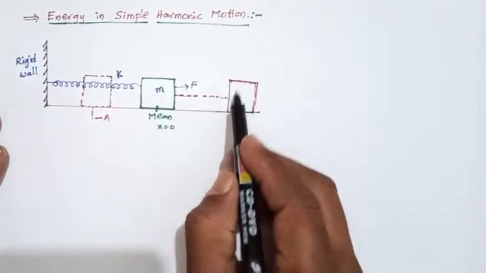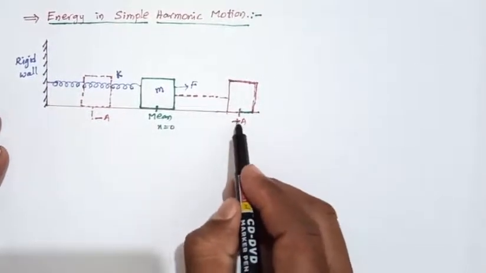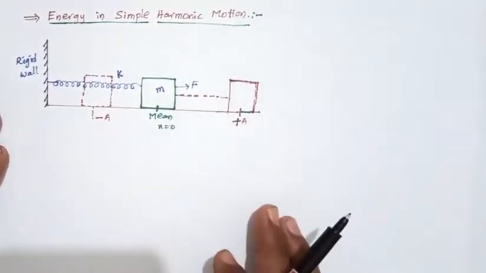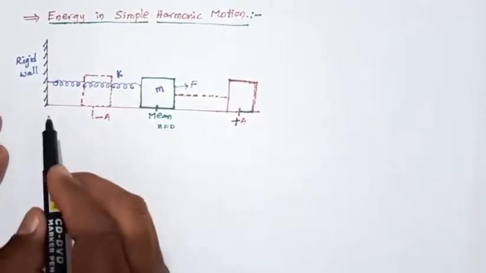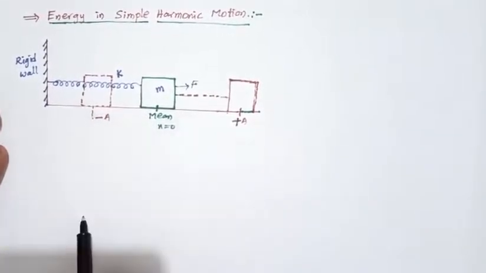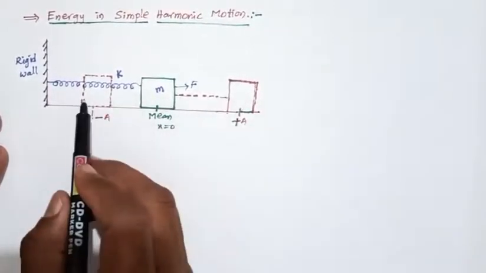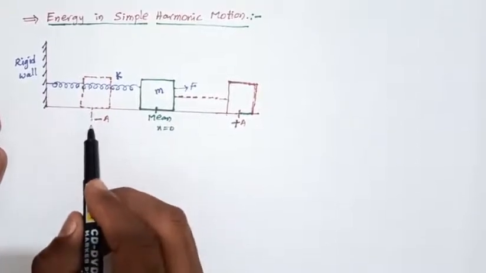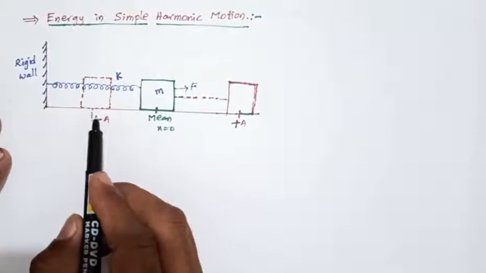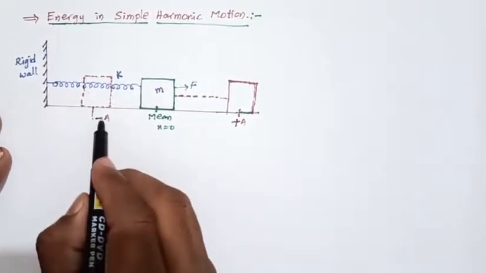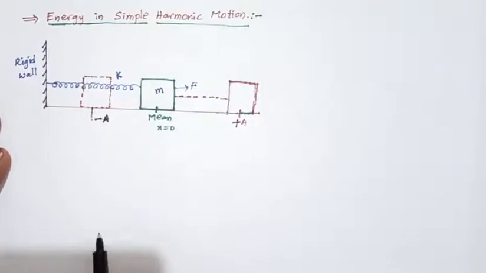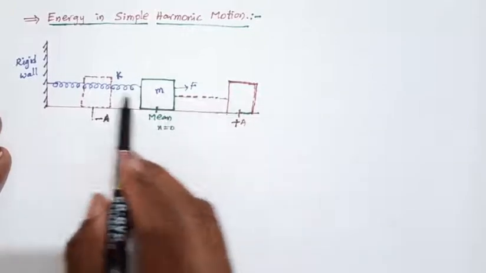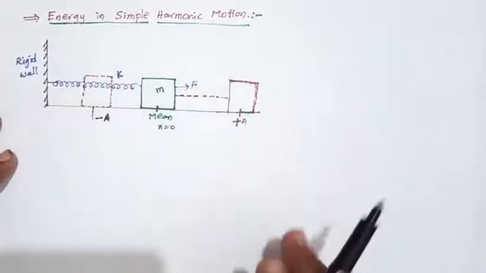For example, this is the maximum displacement, plus A. It is the amplitude. When the force is removed, what happens? It moves to the left-hand side from the mean position and oscillates continuously in a to-and-fro motion. At the left-hand side, there is maximum displacement in compression, so it is the negative amplitude, maximum displacement minus A. It oscillates continuously to and fro. This is called simple harmonic motion.